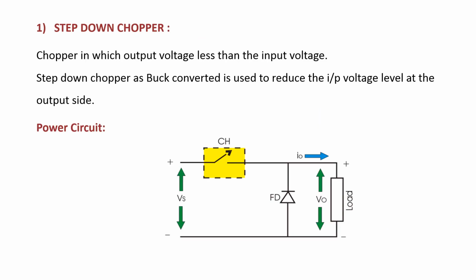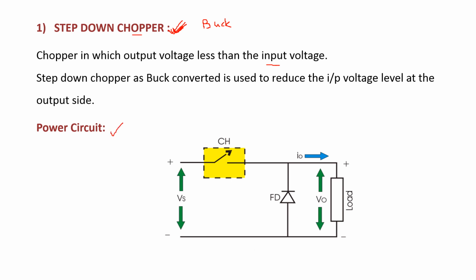Now we are going to discuss the step down chopper. That is, what is a step down chopper, what is the power circuit, what is the analysis, meaning the working, of the step down chopper, and the related waveforms and characteristic parameters of this step down chopper. The step down chopper is also known as the buck chopper, and it is defined as the chopper in which the output voltage is less than the input voltage. That type of chopper is called the step down chopper, and this is the power circuit of the step down chopper.